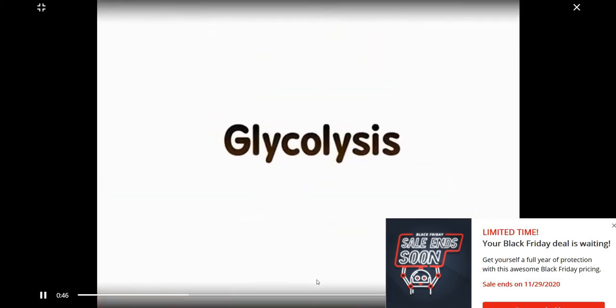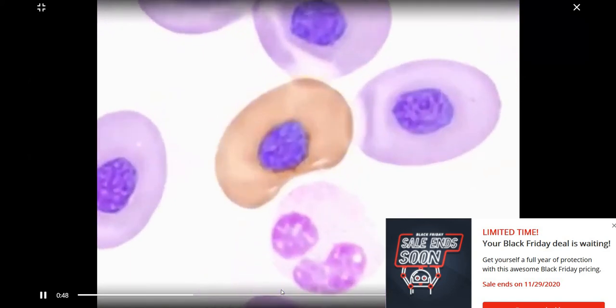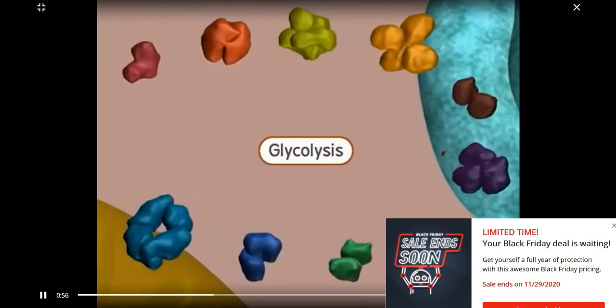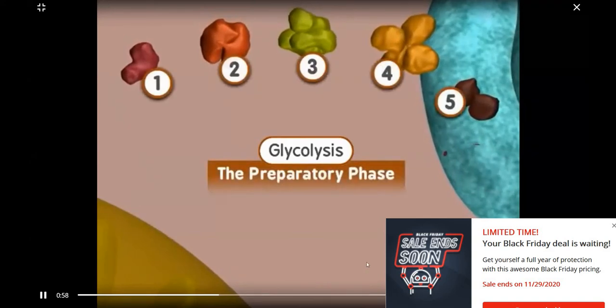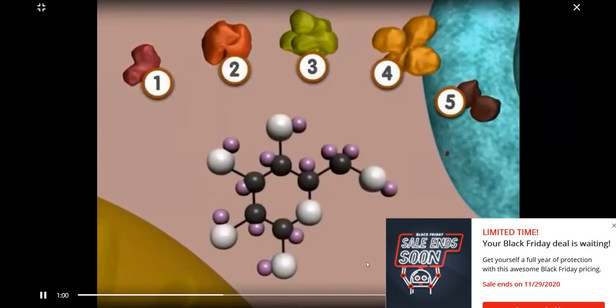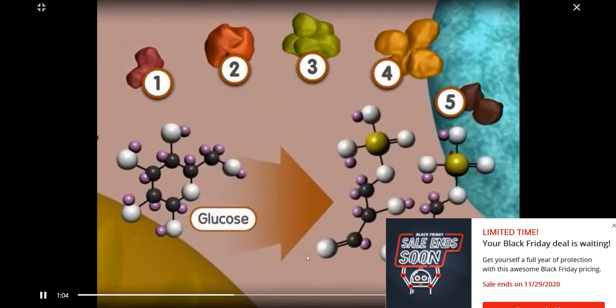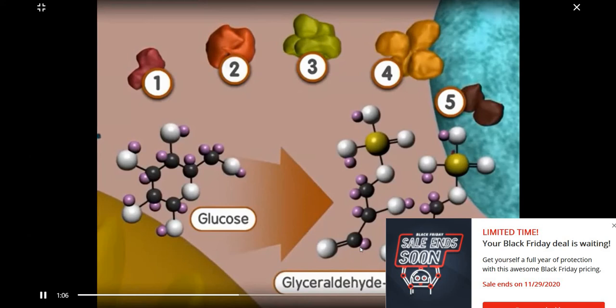This key process takes place in the cytosol of the cell. Let's take a look at an overview of the key steps of glycolysis and focus on the input and output molecules. The first 5 steps of glycolysis convert a 6-carbon sugar, glucose, into 2 3-carbon sugars, glyceraldehyde 3-phosphate.